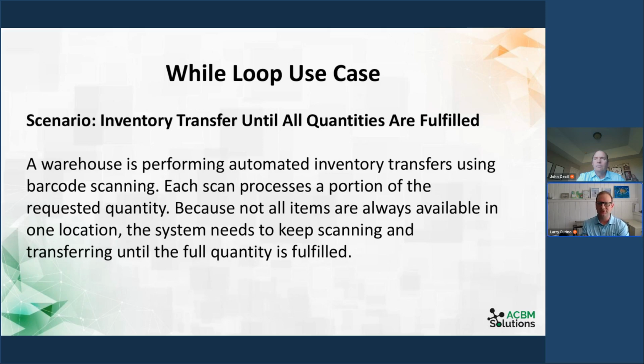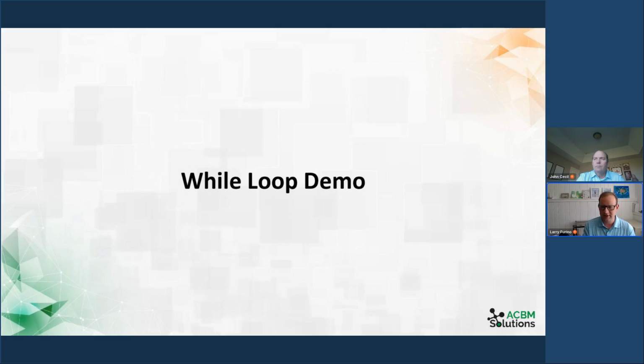So we have a demo here that I'm going to show you where we are going to do an inventory transfer between multiple locations in a branch plant. We're going to do this inventory transfer where we have to pass over a bunch of items, and there's not enough in the first location, so we're going to have to loop through and go to the second and third in order to get the proper quantity that we need. So let's take a look at what that looks like.